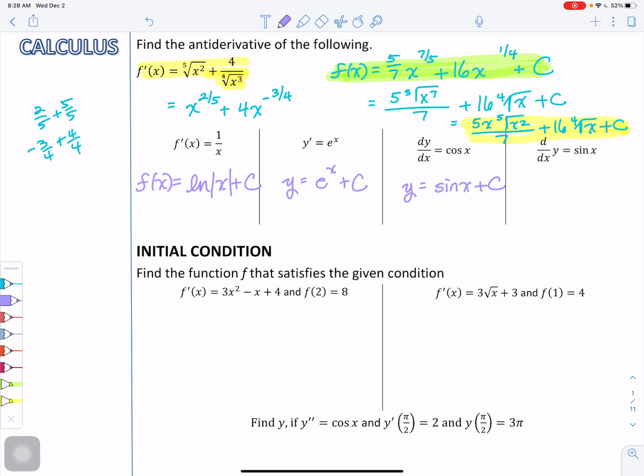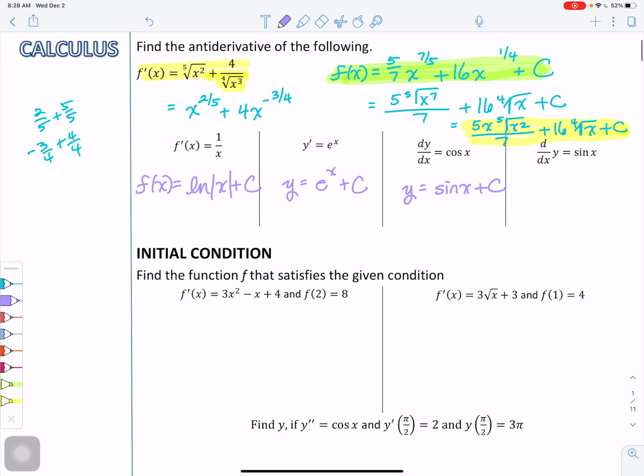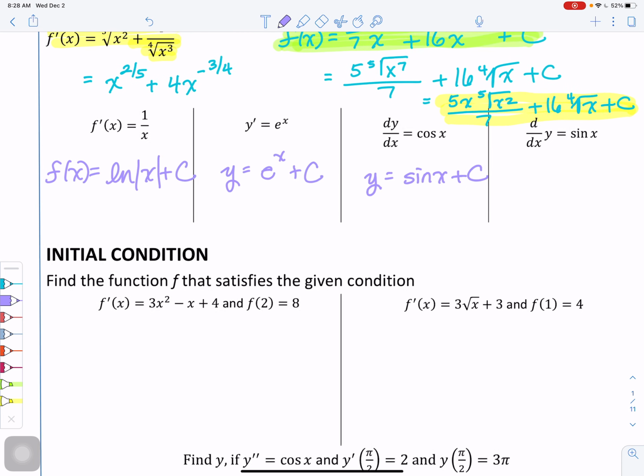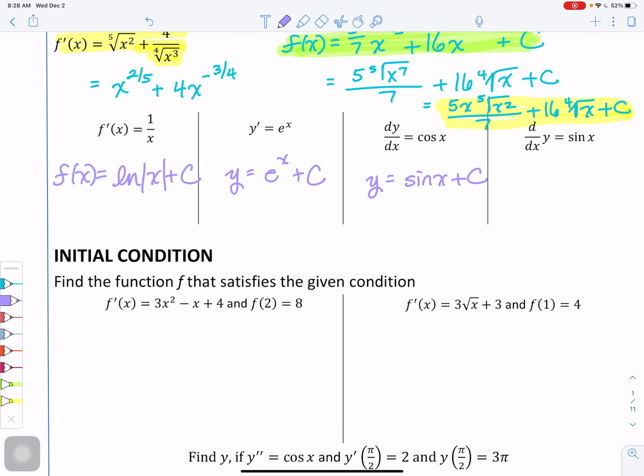Okay, let's go ahead and try this last one. The derivative with respect to x of y is equal to the sine of x. Now think, when we took the derivative of the cosine, we got the negative sine. So I have to take the negative cosine of x plus c in order to have the derivative be the sine of x. So we just have to continue in this fashion, thinking backwards, and I think you'll do great with that.